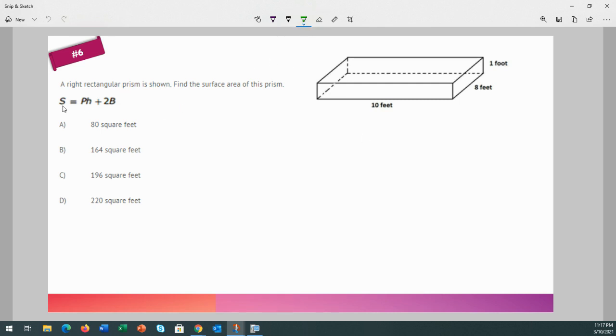So we have a right rectangular prism, okay? Right rectangular prism. And we can tell by looking at the picture that that's what it is. Find the surface area of this prism. Now, they did not specify whether they wanted lateral or total surface area. When they don't specify, they typically mean total, okay? So I got the formula for total, and we're going to work it out and make sure that's on our answer choices. That's one of the things I love about multiple choice, is we'll know if we went the wrong way.